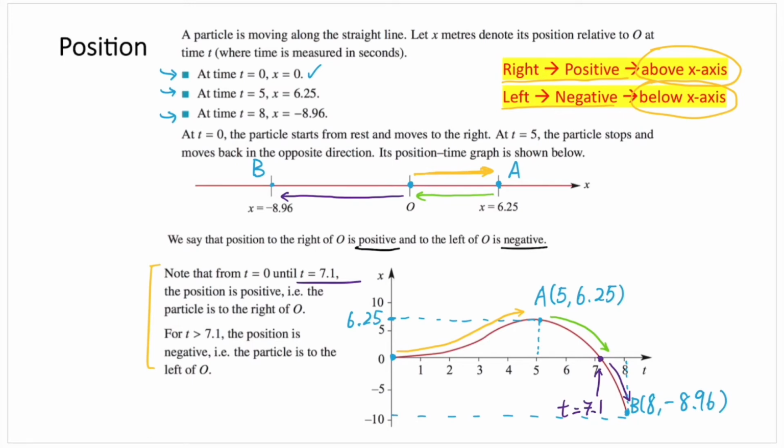And for t greater than 7.1, the position is negative. So this means the particle is to the left of O. Remember that we said the particle moved past point O, but it didn't stop. It continued moving to the left until it reached point B. So it continued to travel in the opposite direction until it reached point B.